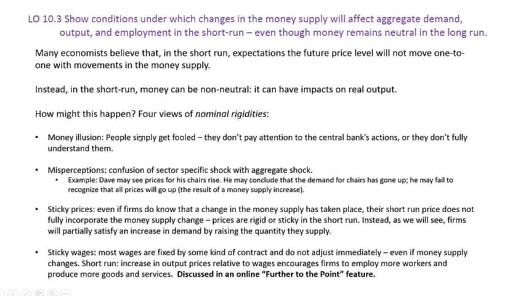Now, many economists believe that in the short run, the expectations of the future price level will not move one-to-one with movements in the money supply. Instead, in the short run, money can be non-neutral. It can have impacts on real output. Now, how can this happen? Well, economists have different views, and we're going to try to summarize 4 of the most widely held views of what economists like to call nominal rigidities.